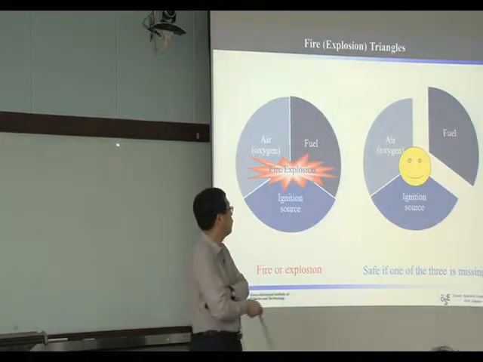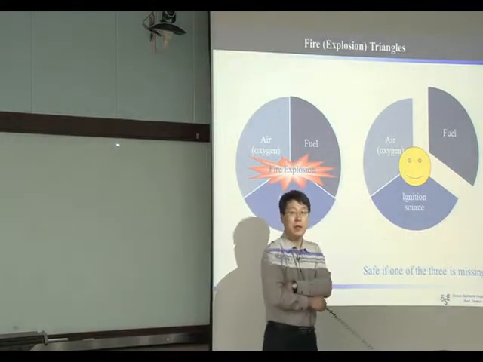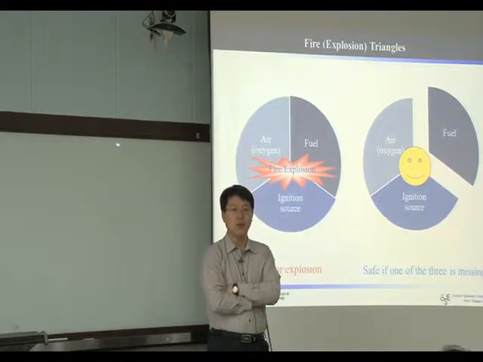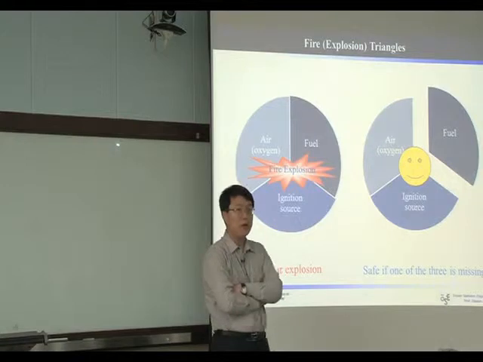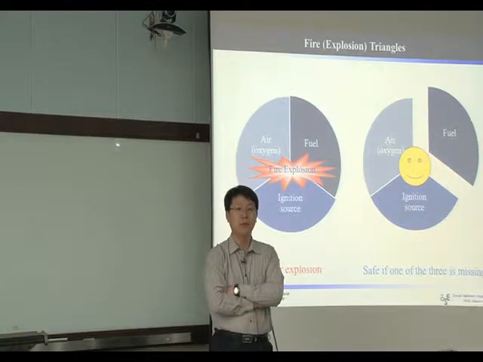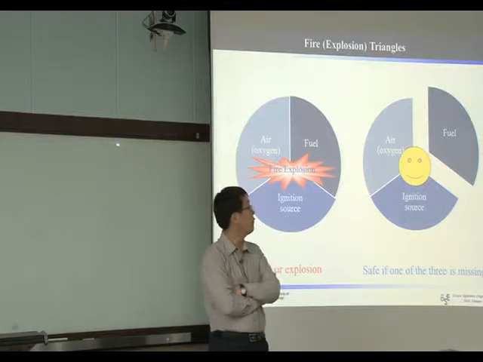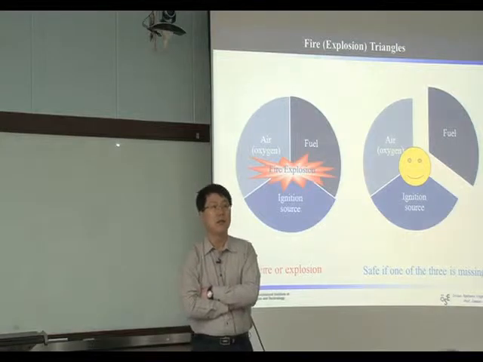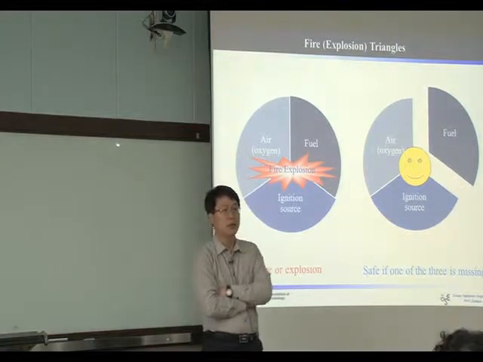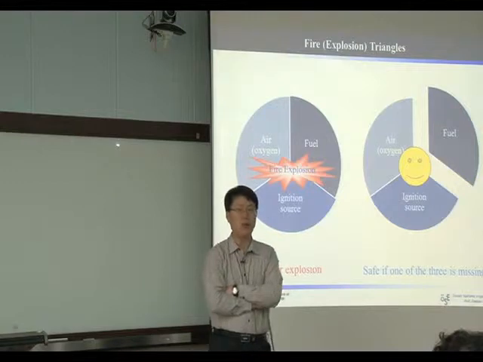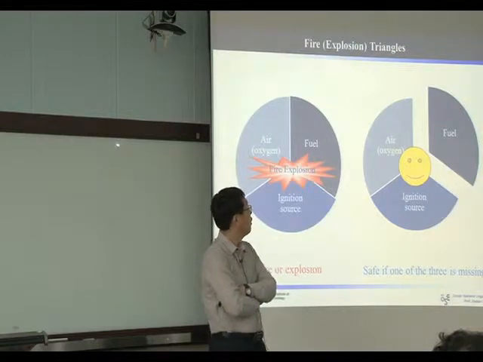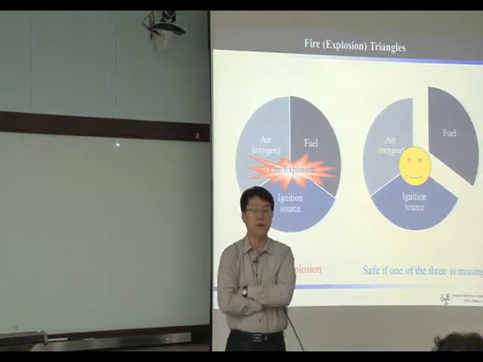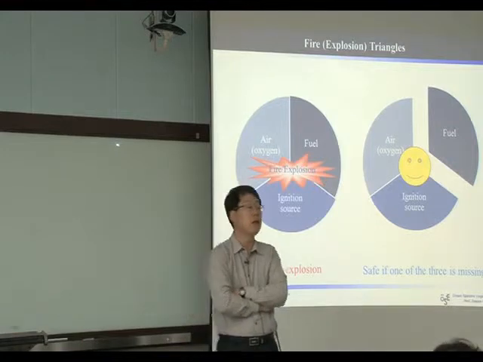If one of them is missing, we cannot have fire or explosion. As you know, it's very hard to remove or separate ignition source from oxygen or fuel. So the typical approach to preventing fire or explosion is to separate oxygen and fuel. We will talk about the characteristics of ignition sources later.